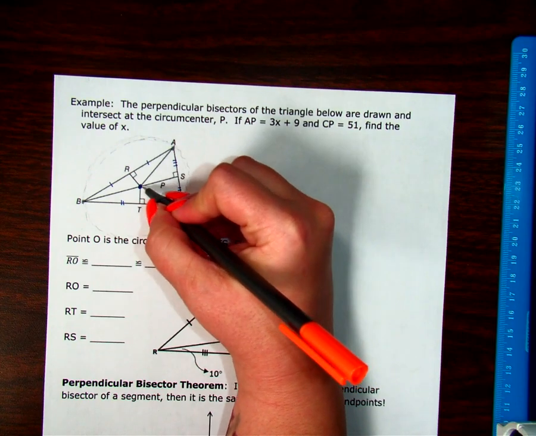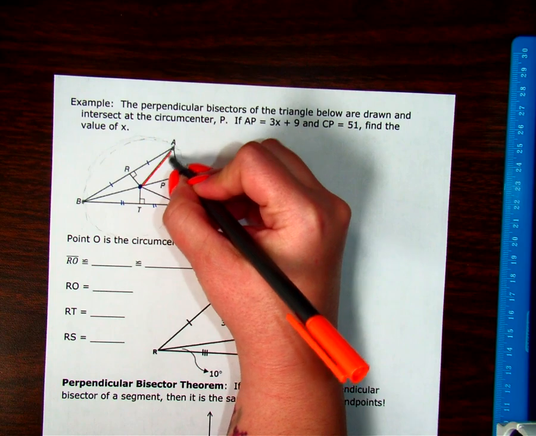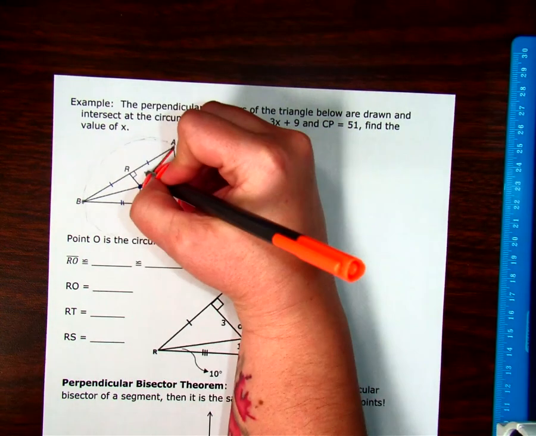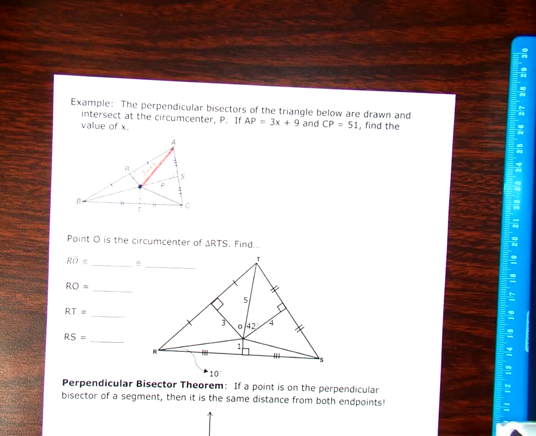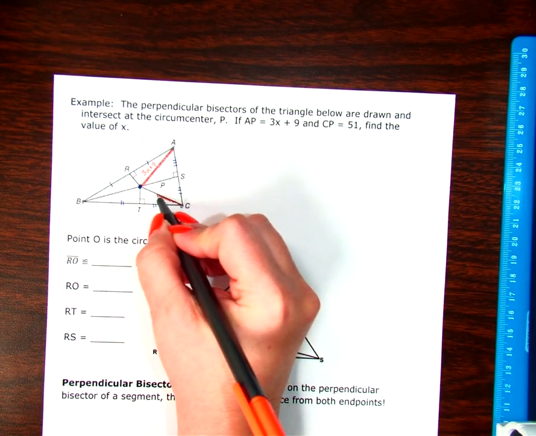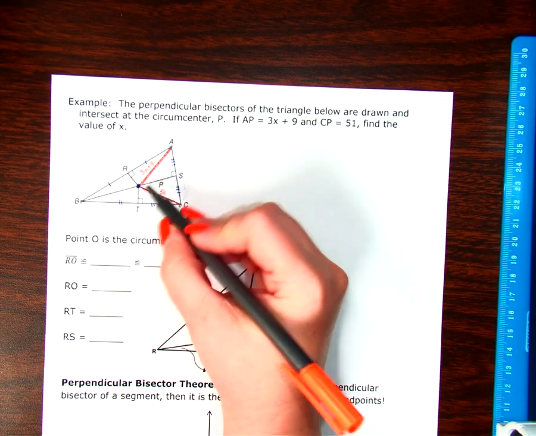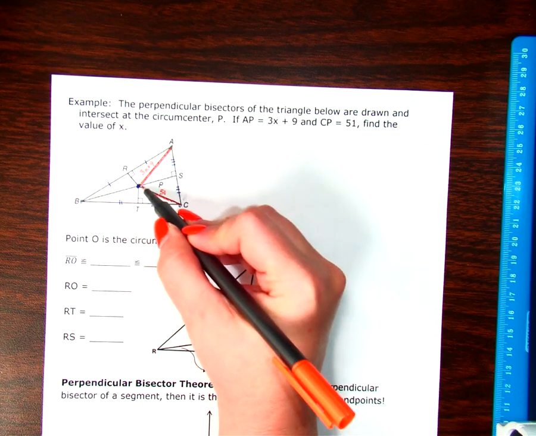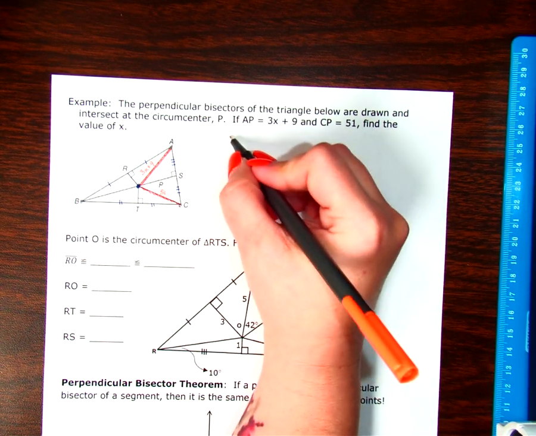So the distance, remember I know the P is here, but P is really here. So AP, this distance, is 3x plus 9. And CP is 51. CP is 51. These two pieces both go and touch the circle that goes around the triangle.